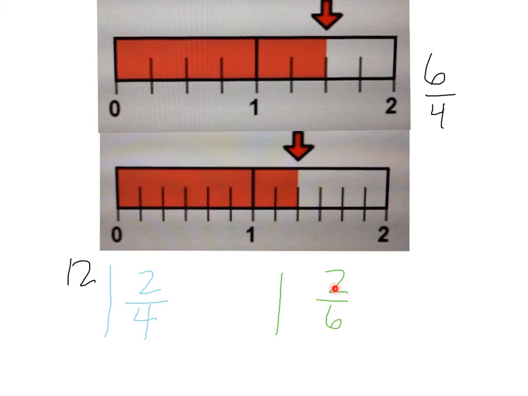4 times 2 is 8. And then I take a look, which number is bigger? Is 12 larger or is 8 larger? And I see that the 12 is larger, so that tells me that 1 and 2/4 is greater than 1 and 2/6. So the big number, remember, gets eaten up. The mouth opens to the larger number.